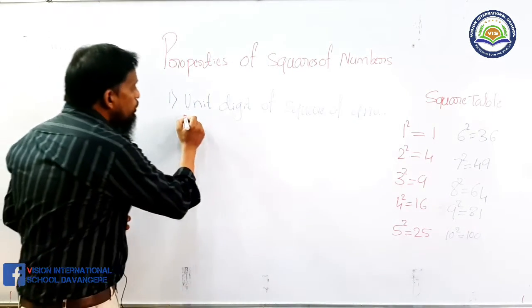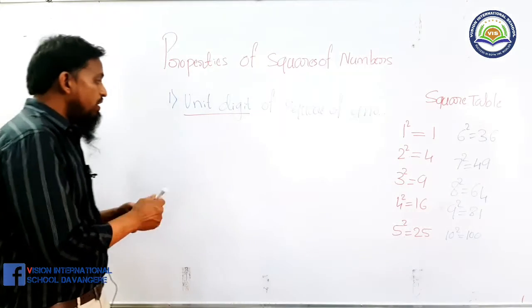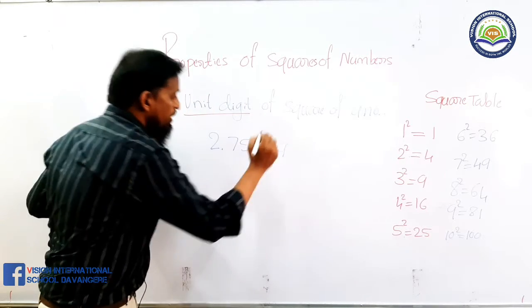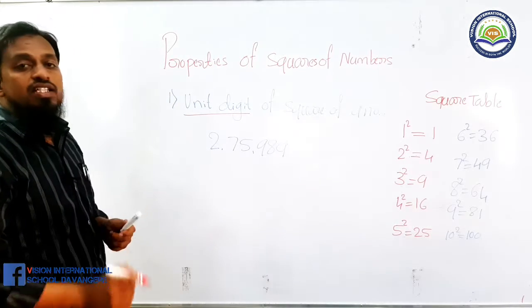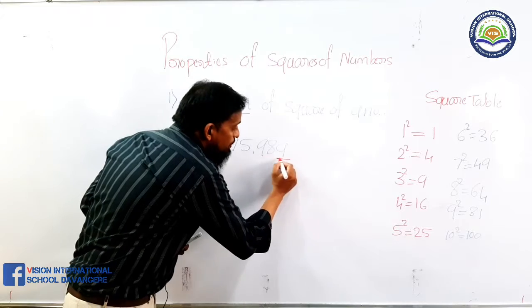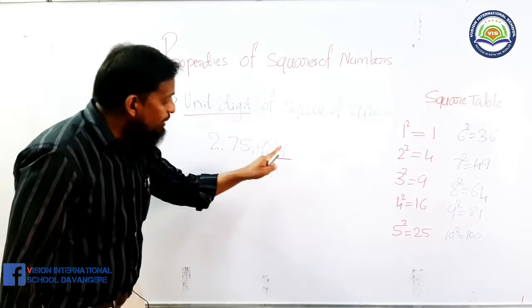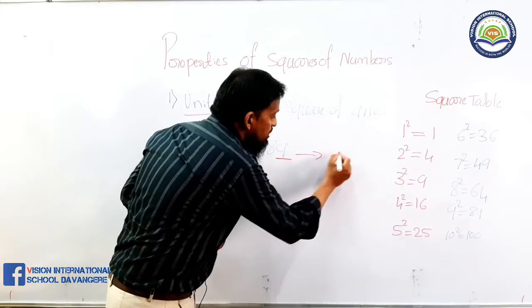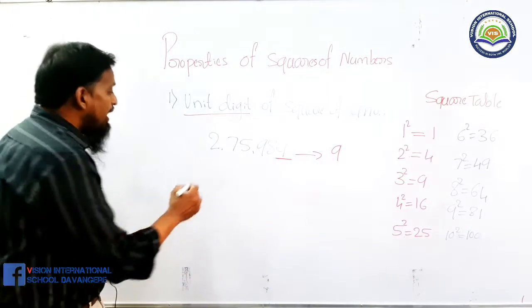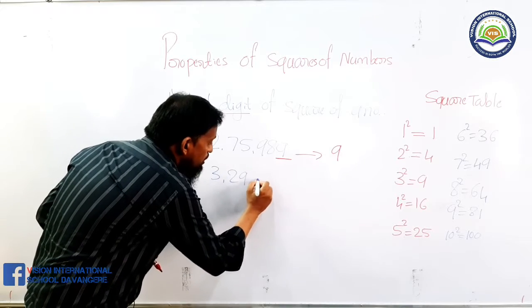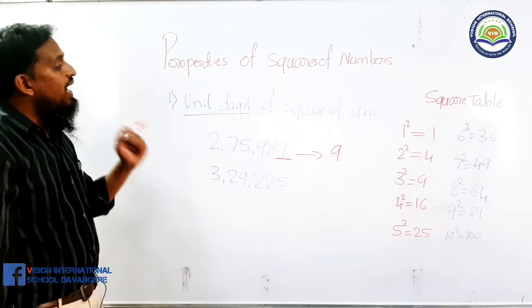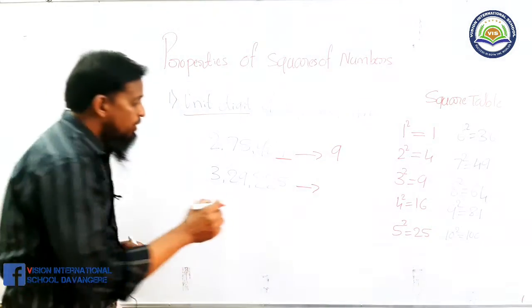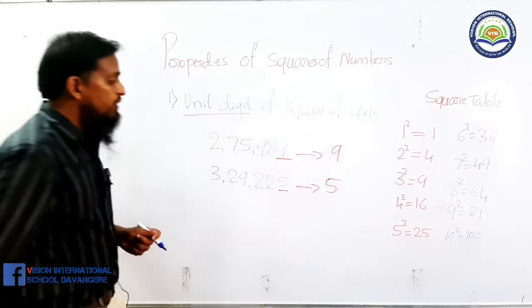Now the question arises, what do you mean by unit digit? Let us take a number, for example, 2,75,989. If this number is given, what is the unit digit of this number? Always remember, the last digit of any big number is called the unit digit of that number. In this, the unit digit is how much? It is 9. For example, we have 3,29,225. If somebody asks what is the unit digit of this number, what is it? Yes, you are correct. 5 is the unit digit of this number.